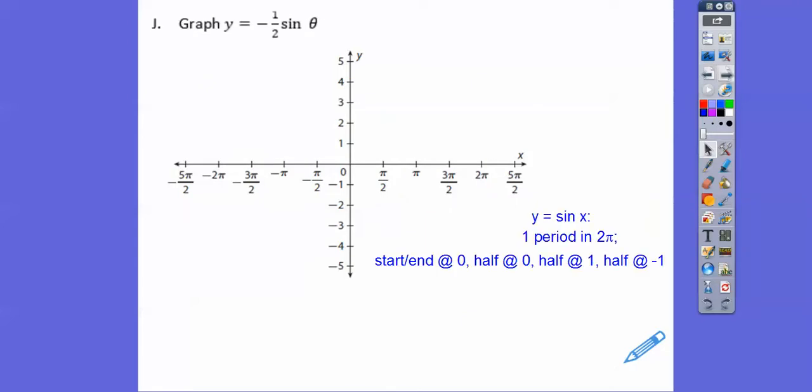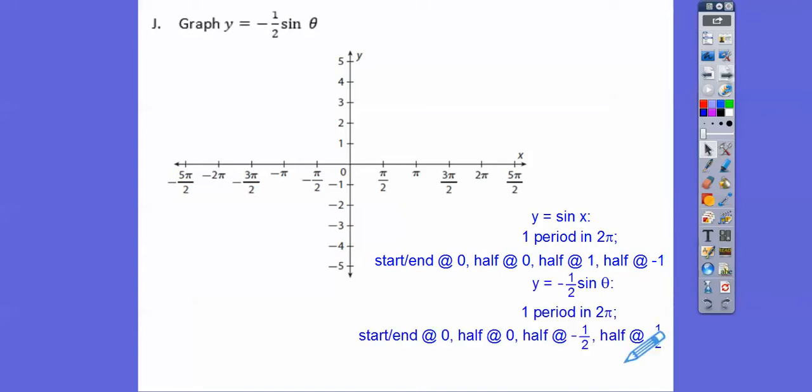Okay, the sine wave, one period is a full 2 pi, so it starts and ends at 0, halfway at 0. Okay, so we're going to start at 0 and end at 2 pi at 0, halfway at pi at 0, half at 1, half at negative 1. So the sine curve would start here and here, halfway here, halfway here, halfway here. Okay, but this negative 1/2 says multiply that by negative 1/2, so this is going to be negative 1/2, and this is going to be a positive 1/2. So when we do that, there it is right there.